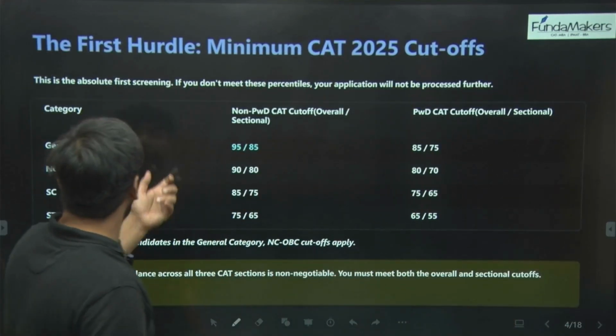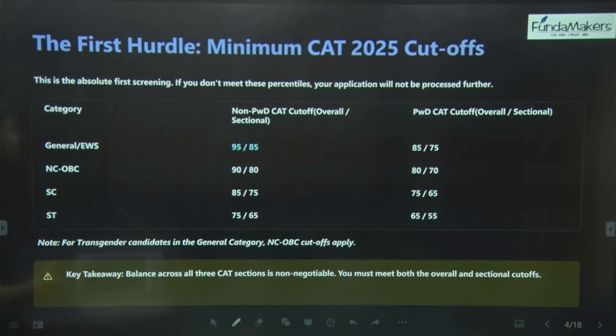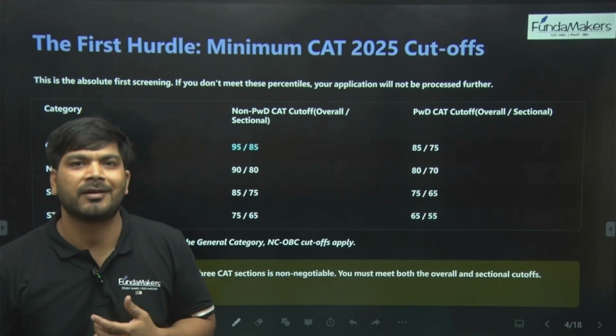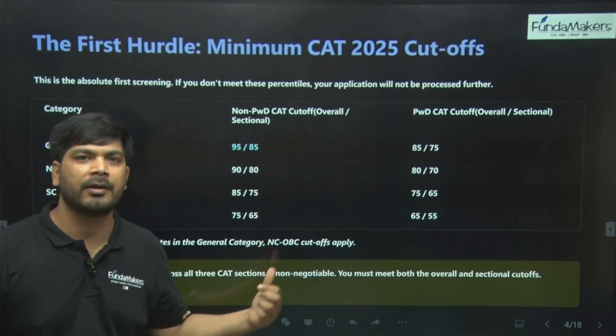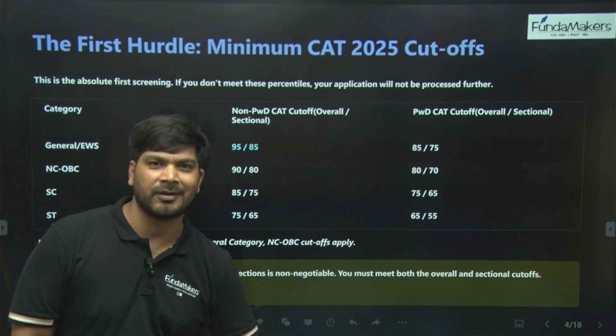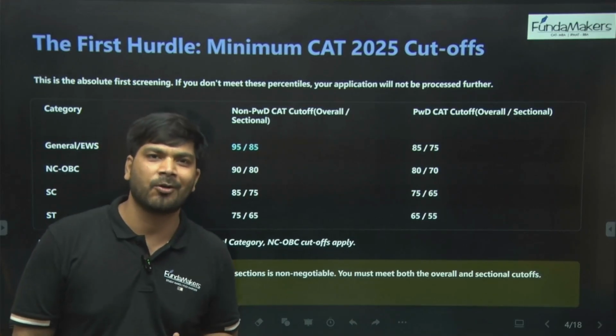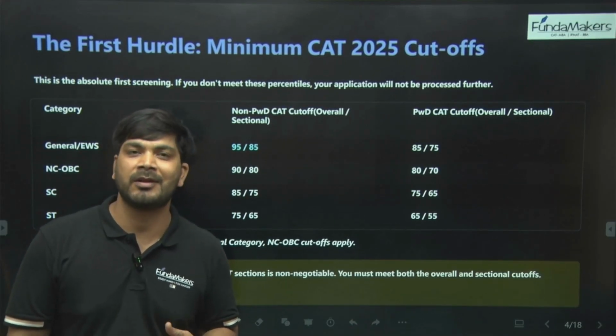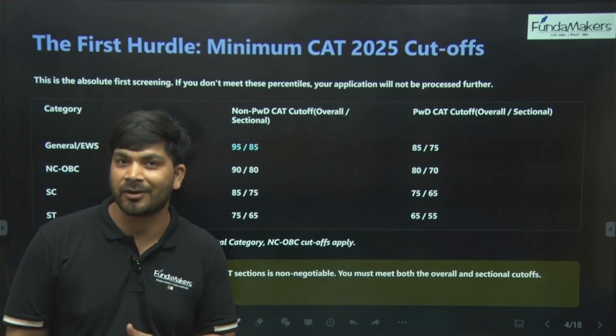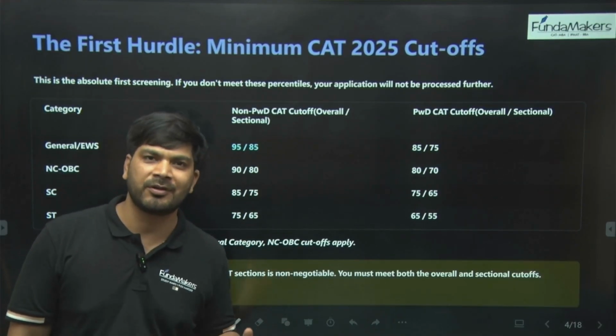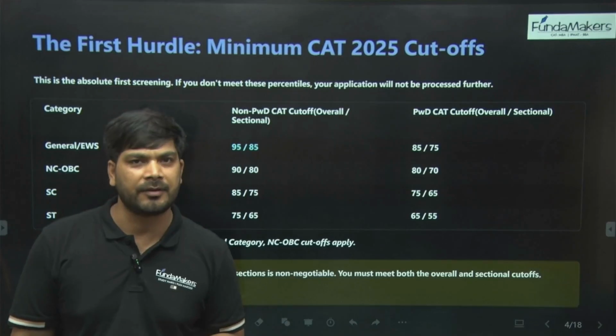Now, if you look at the minimum CAT 25 percentile, this is the first hurdle. A lot of people think that CAT is not very important. I mean, if you look at it, this is the most important thing out here, right? It's a different thing that somebody is not getting a call even at 99.68. Does not mean that everybody with a lower percentile will get a call. Apart from a very high percentile, you need something extra as well, right?